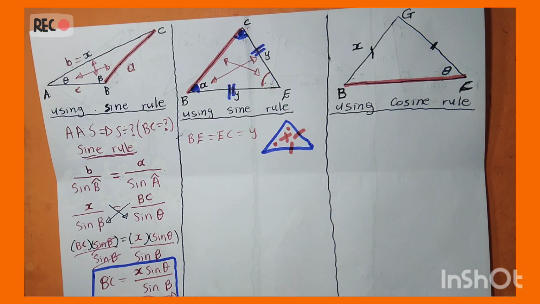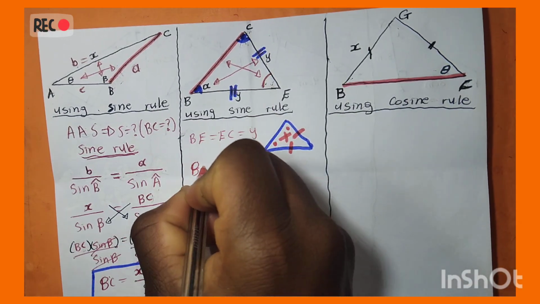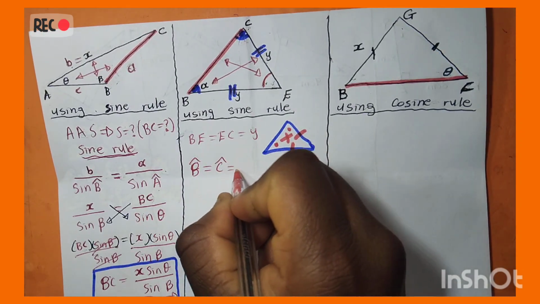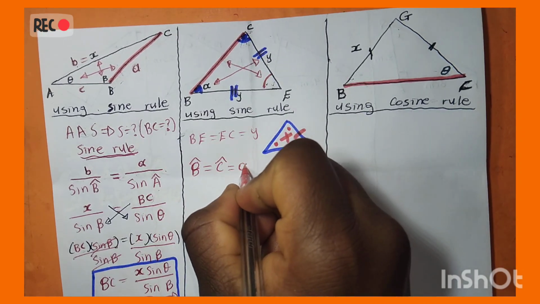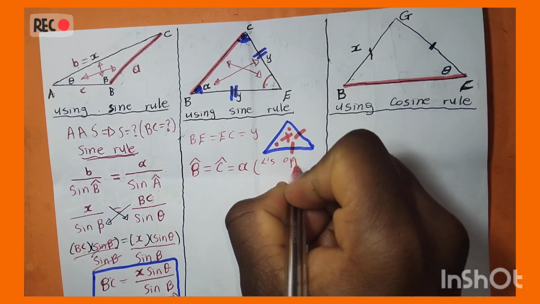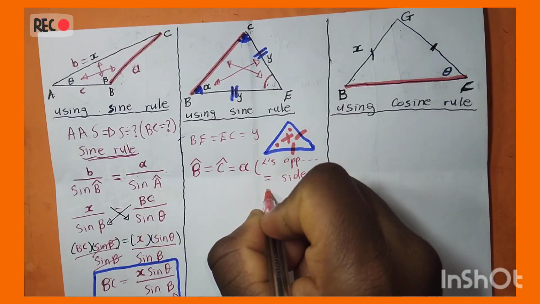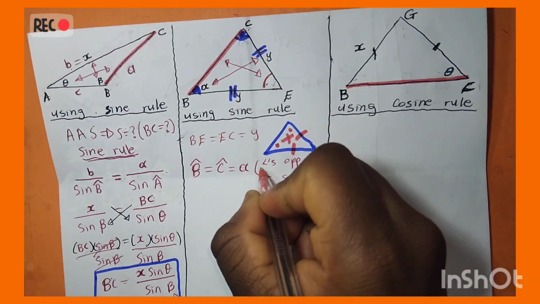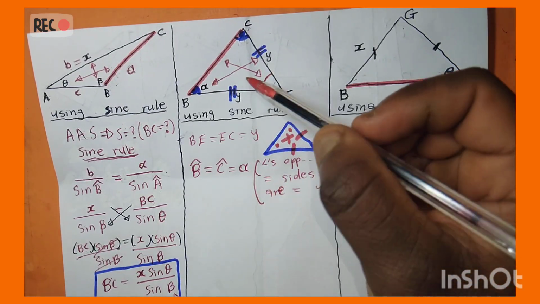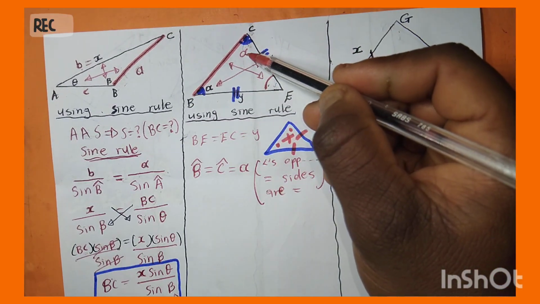So straightforward, I can start by saying that angle B is equal to angle C, which is just alpha. The reason is that angles opposite equal sides are equal. That one, guys, is just the geometry. Just remember your geometry reasons. So it means that here I got alpha. So now here I got alpha.